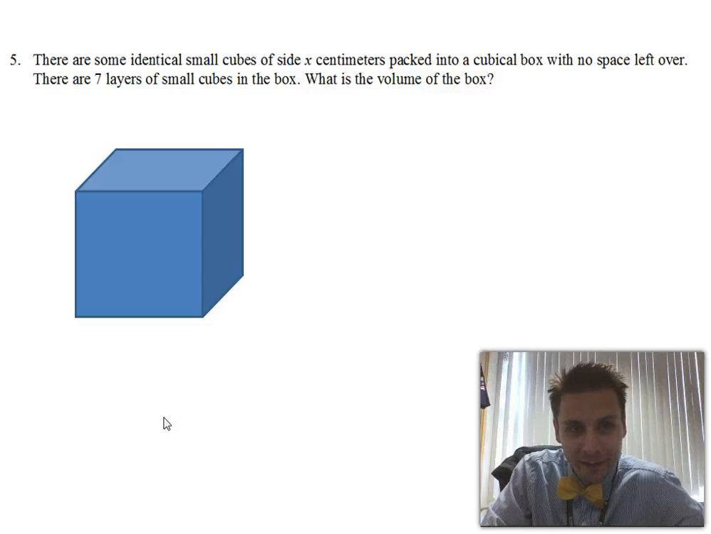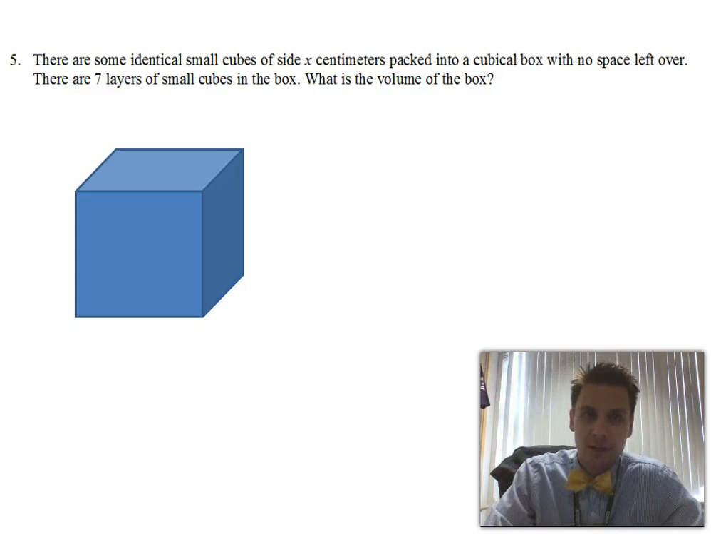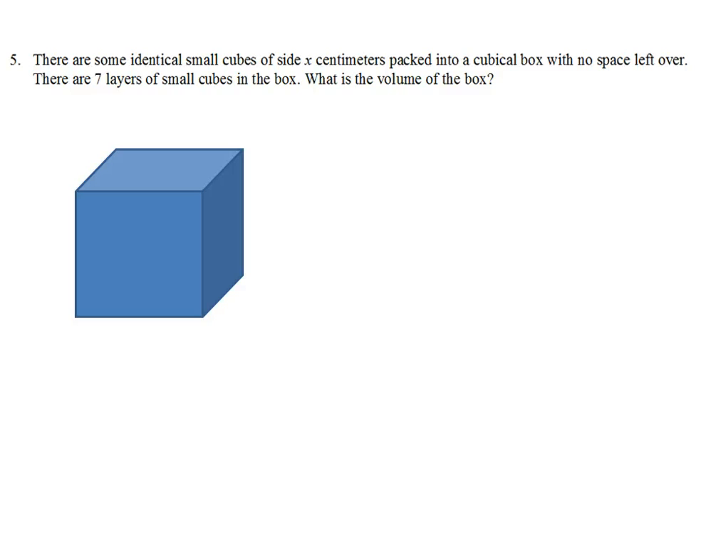All right, we're back with 5, 8, 9, and 10 from your algebra. No, not algebra. That's wrong. Geometry, Chapter 10, practice test. We got number 5 on the screen here, where we have some identical small cubes of side x centimeters packed into a cubical box with no space left over. There are 7 layers of small cubes in the box. What is the volume of the box?